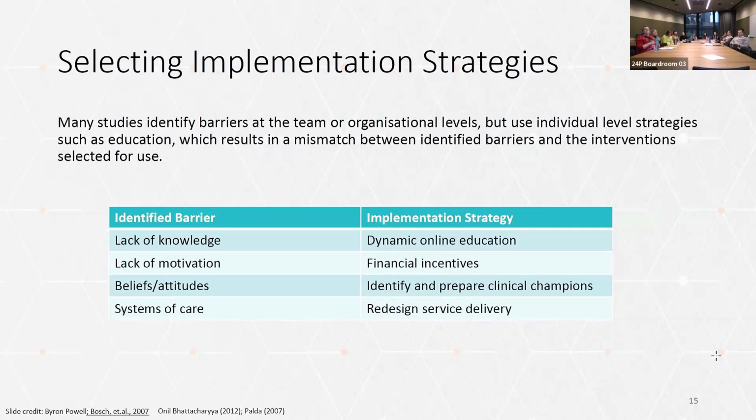A lot of studies, when you're looking at barriers, you're usually looking at the team and organization level, but then usually you use individual strategies like education, one-on-one education, and that's a mismatch. If you're looking at teams who need training, usually just providing education isn't going to help. You maybe need to do something more within the culture or within the team dynamic.